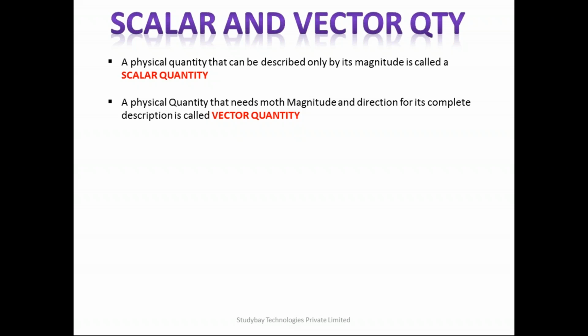Now, a physical quantity that needs both magnitude and direction for its complete description is called a vector quantity, right? Vector quantity. Now, let's take an example from this.